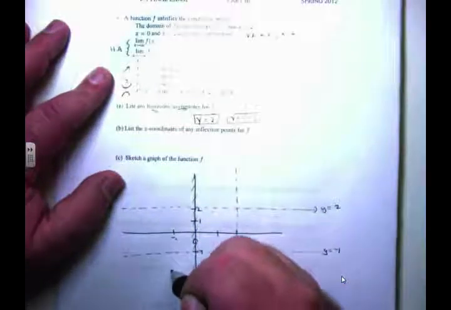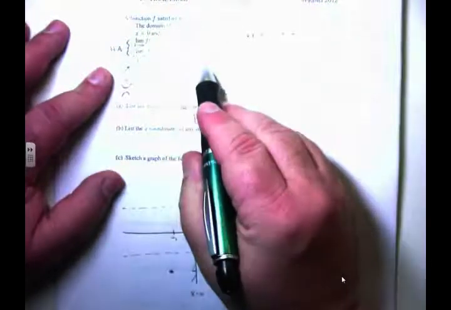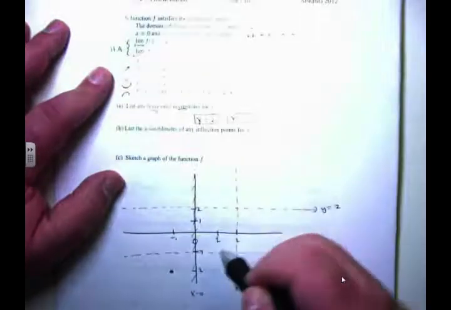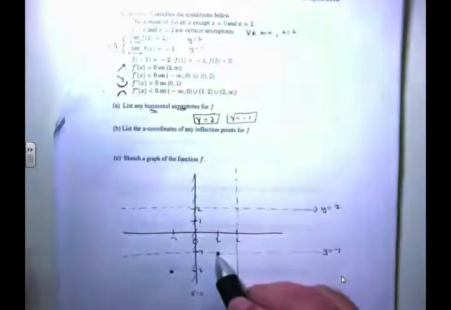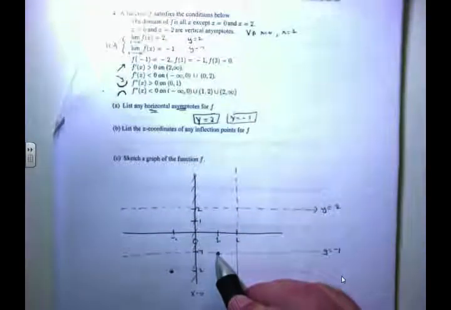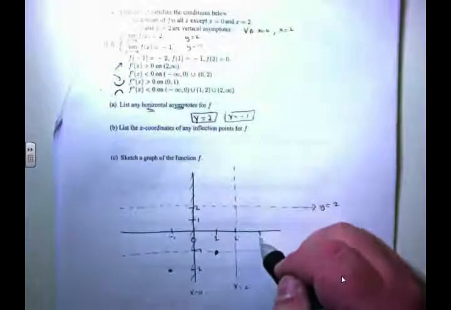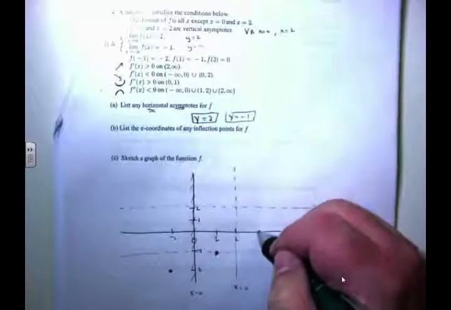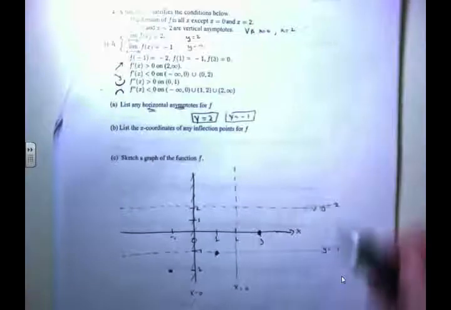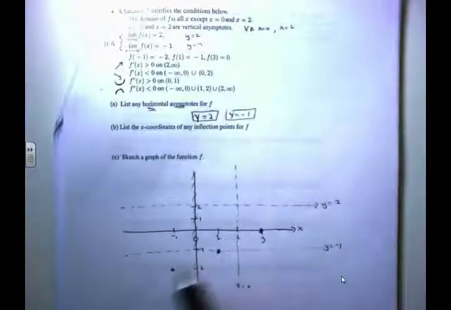This one, they're giving me points. F of negative 1 is negative 2. So plot a point. F of 1 is negative 1. F of positive 1 is negative 1. So I'm going that point right there. Remember, you can always cross horizontal asymptotes. You can never cross a vertical asymptote. Also given f of 3 equals 0. So here's 3. Equal to 0 means it's crossing the x-axis. So I got these three points I'm going to have to go through.